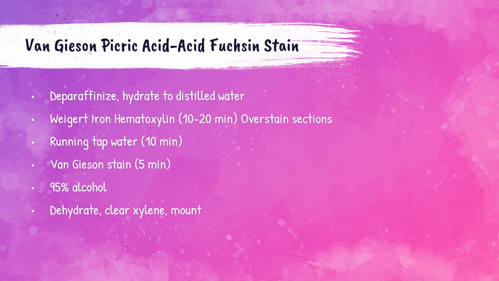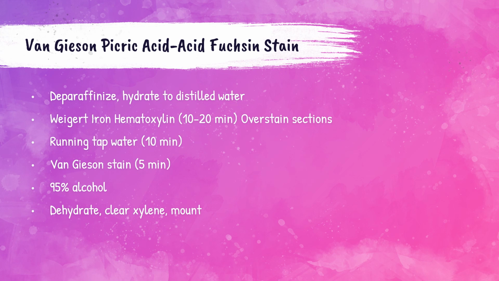To perform the Van Gieson picric acid fuchsin stain, the tissue needs to be deparaffinized and hydrated to distilled water. The tissue section then needs to be stained with Weigert iron hematoxylin for a 10 to 20 minute period. It is important that these sections be overstained, and the reason for this is because the picric acid will slightly decolorize the tissue, so it needs to start off by being overstained.